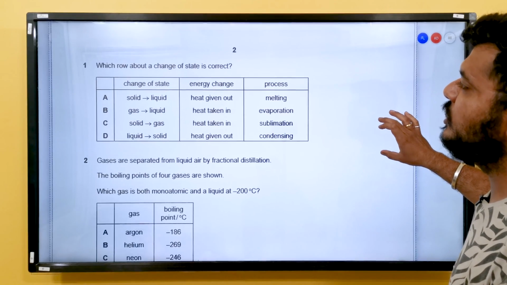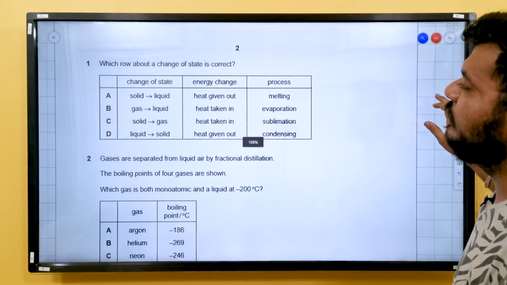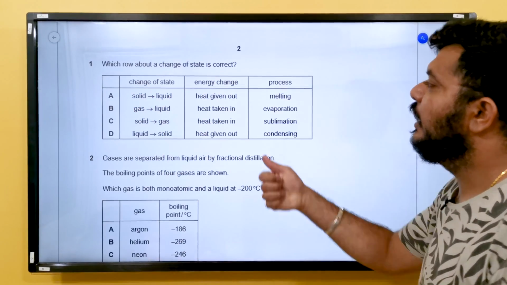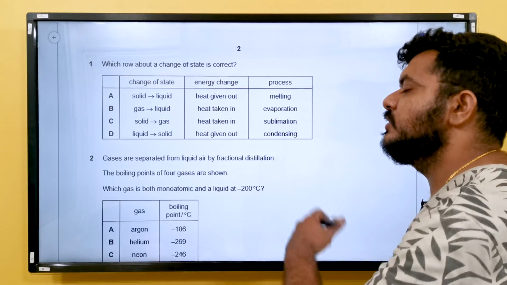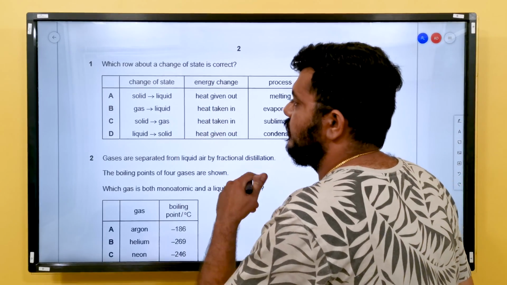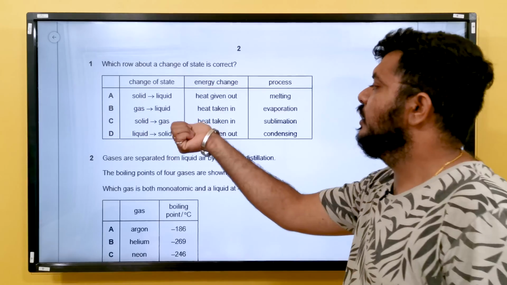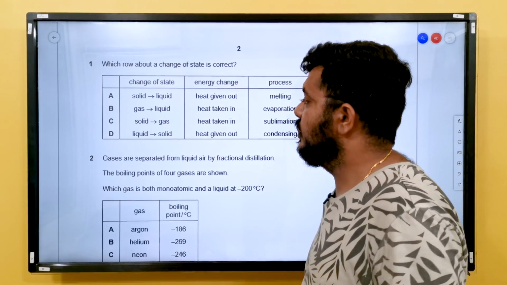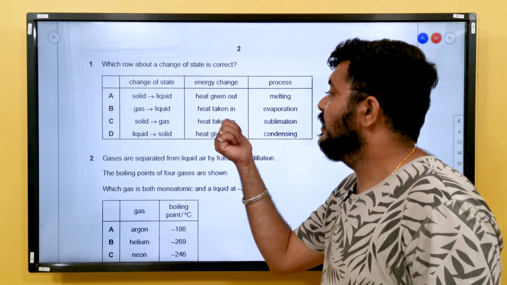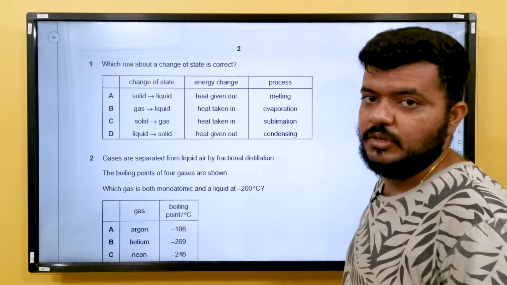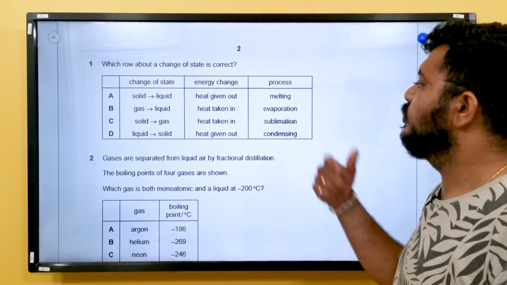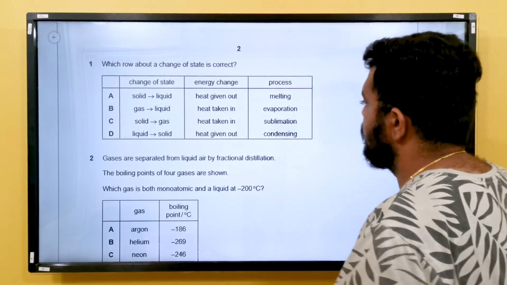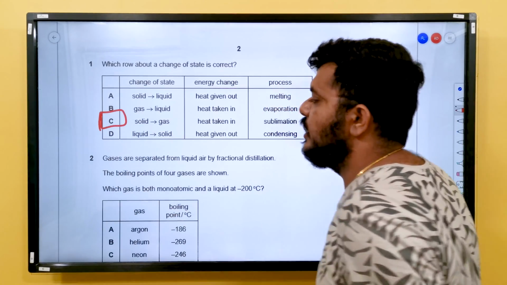Which row about the change of state is correct? Change of state from solid to liquid: energy is given out? No, energy is given in. So that's an incorrect option. Gas to liquid, energy is taken in? No, in this change, energy is given out. That is also incorrect. Solid to gas, heat is taken in. Okay, that's correct. And the process is sublimation. That is also correct. So your answer to this question is option C.